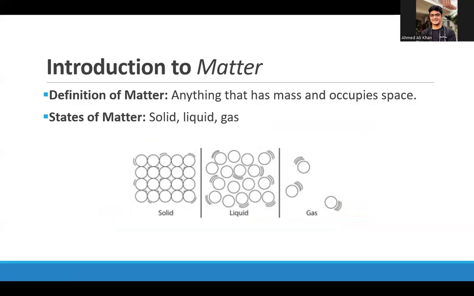And wherever anyone asks you, what is matter? It is anything that has mass and occupies space, right?